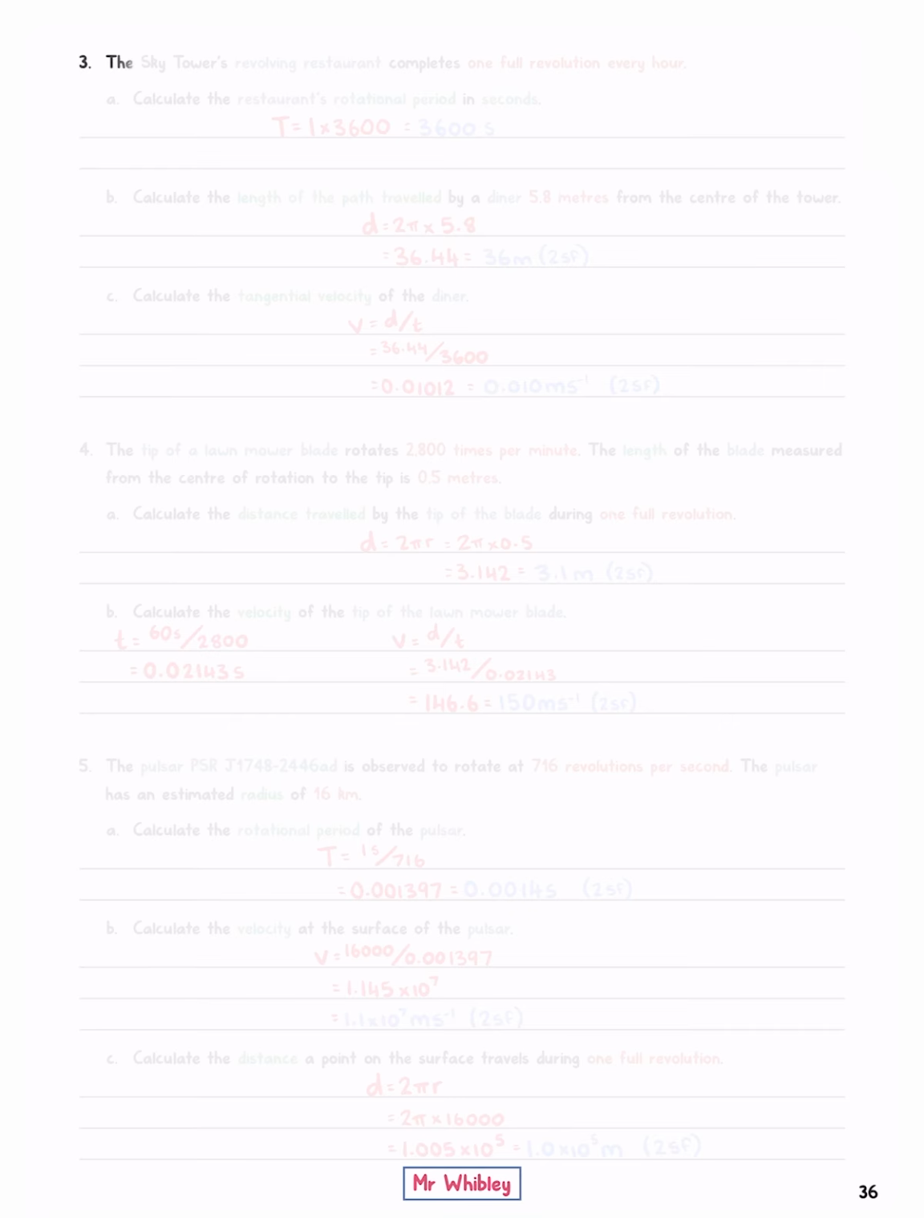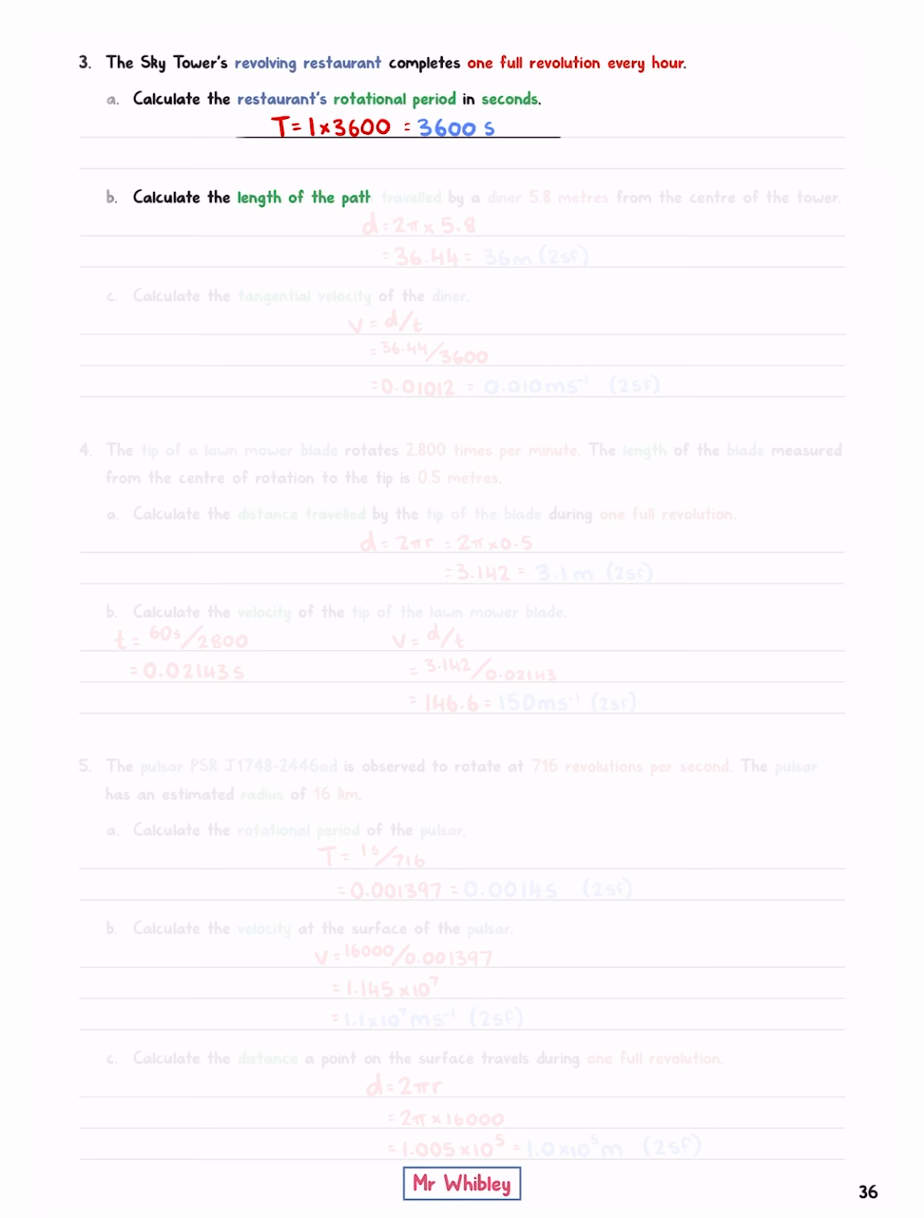Question 3. The Sky Tower's revolving restaurant completes one full revolution every hour. Calculate the restaurant's rotational period in seconds. We have our orbital period of an hour, in which there is 3,600 seconds. 60 minutes times 60 seconds.